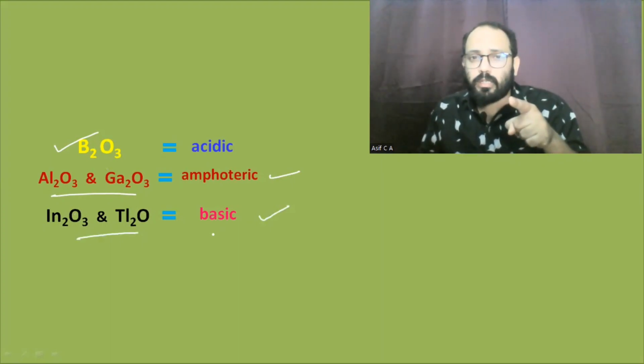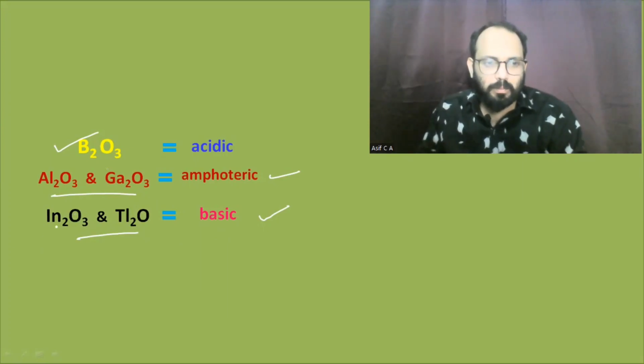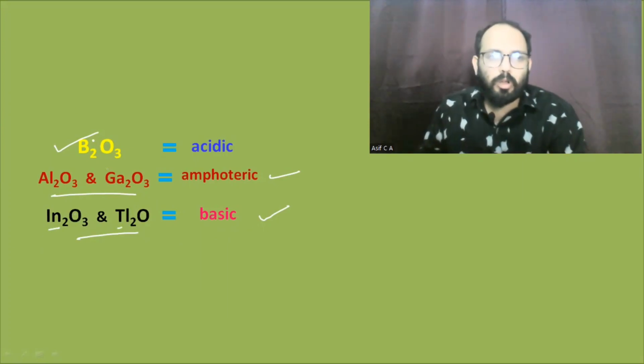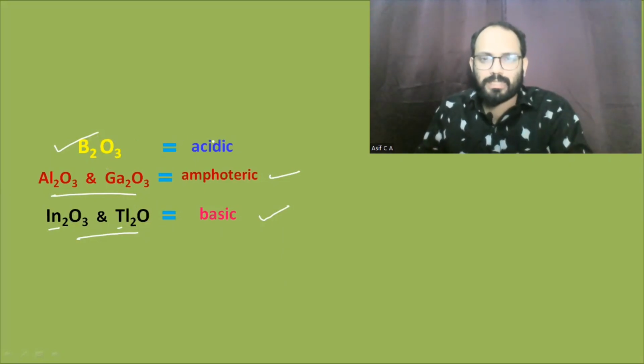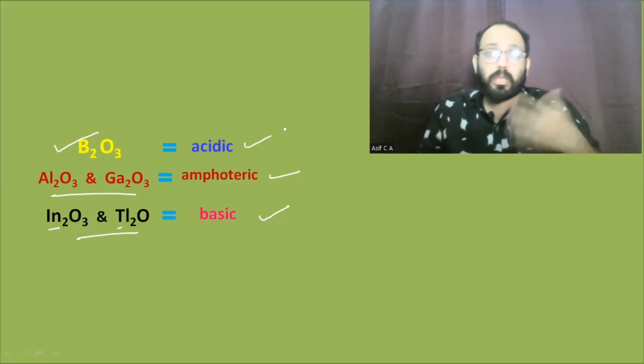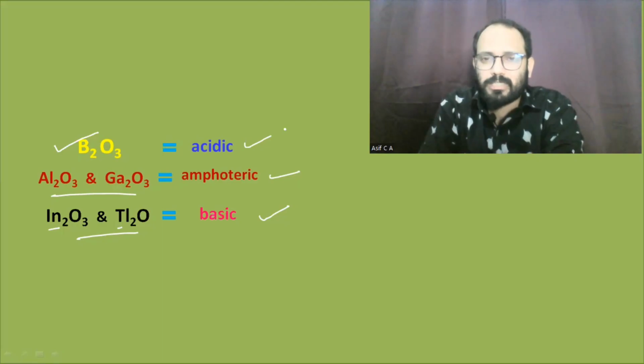I told you already in the first lecture that metal oxides are basic in nature. Look, indium and thallium are metals, so their oxides are basic. Boron is a non-metal, and non-metal oxides are acidic. Simple as that. Aluminum is amphoteric, so it can behave as acid as well as base. This is very simple, right?